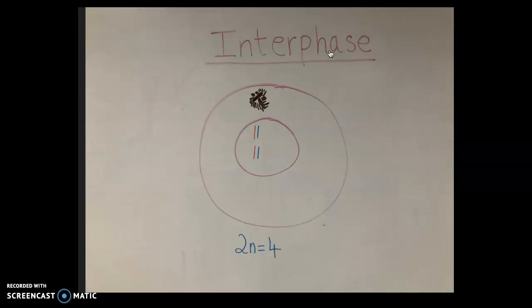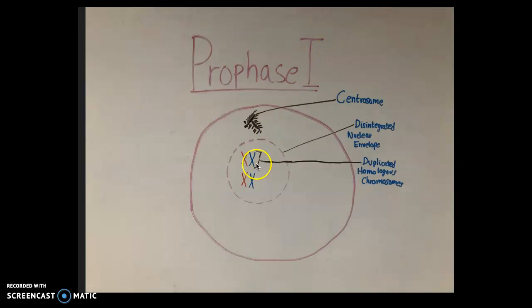The first stage of meiosis is interphase. In interphase, we have two pairs of homologous chromosomes, and the duplication of homologous chromosomes takes place. In prophase 1, as you can see, we see duplicated homologous chromosomes due to the replication that occurred in interphase.